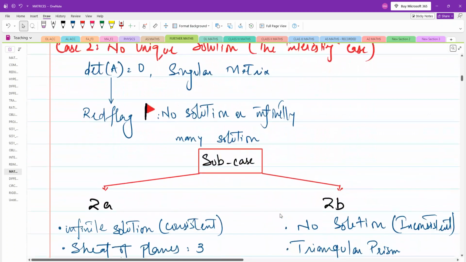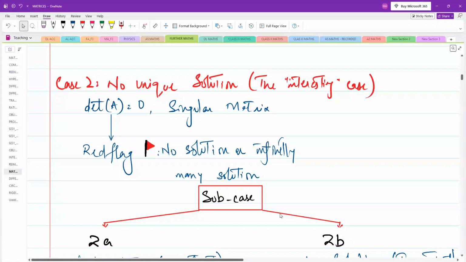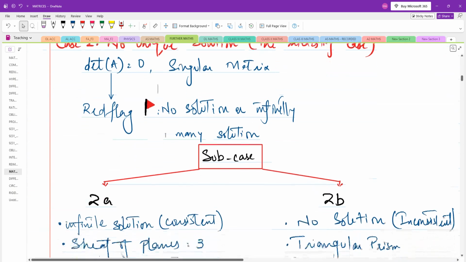Case number two, no unique solution. Now, what does this mean? It means that if the matrix A's determinant is in fact 0, it's a singular matrix. We are working with a singular matrix, and singular matrix basically means that the determinant is 0. Now, the problem is that in this case where the determinant is 0, there are actually two sub cases.